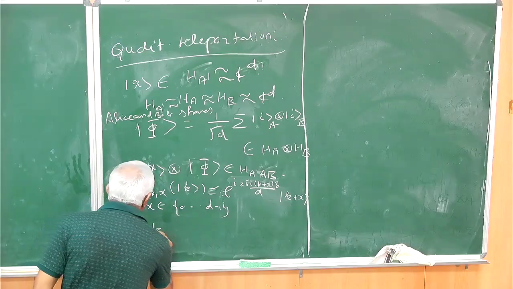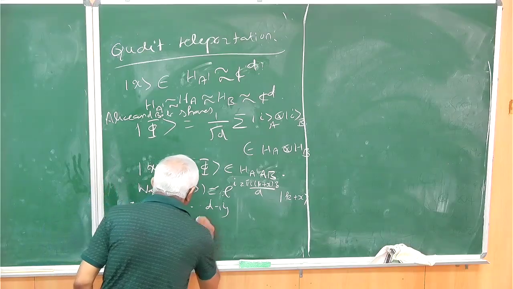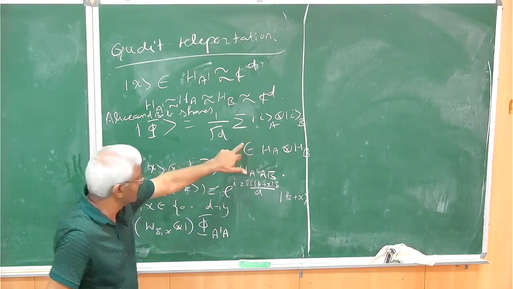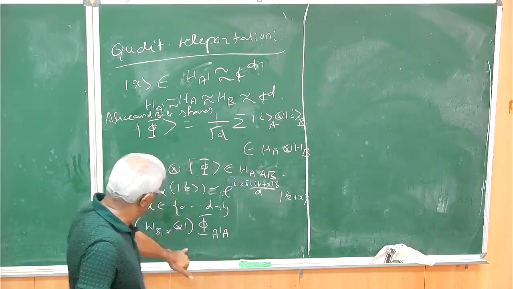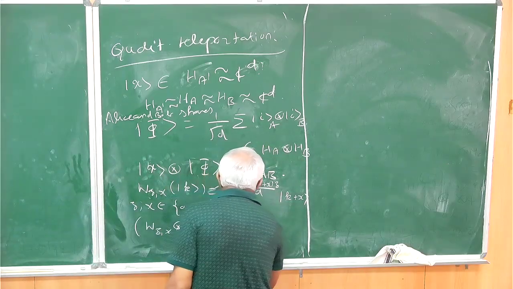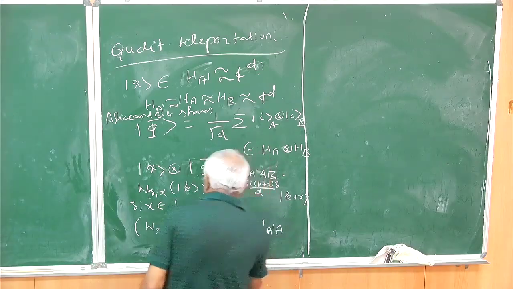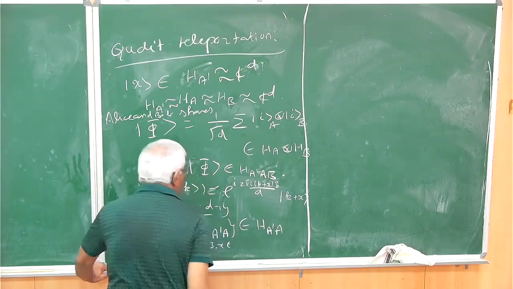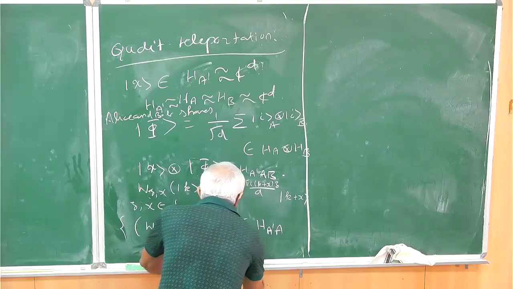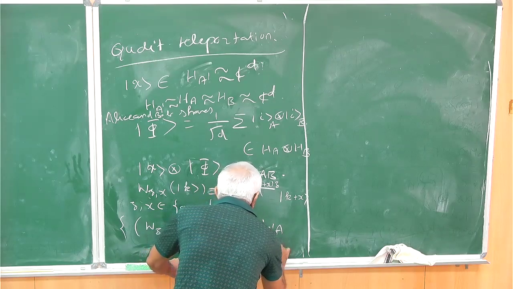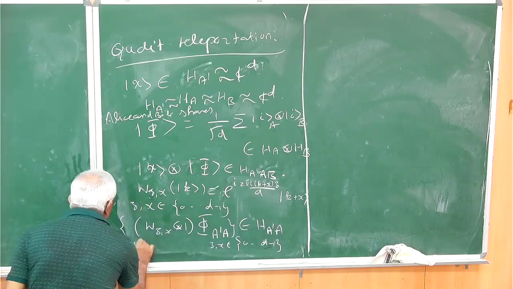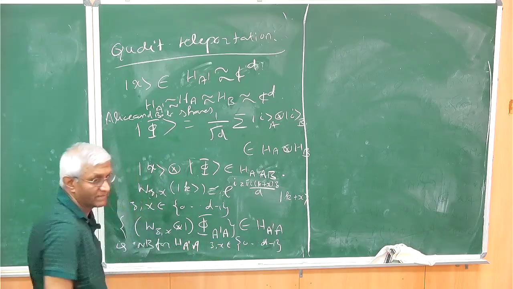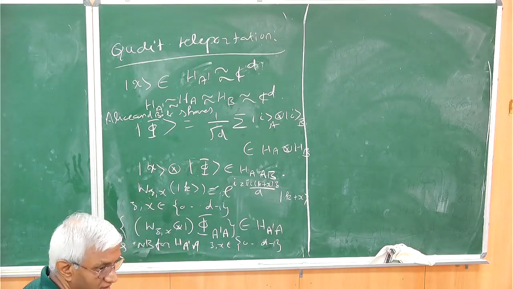Now we have already seen that W_{zx} tensor 1 applied to the maximally entangled vector gives again this kind of vectors, except you will have A' and A here. So these vectors in H_A' A form an orthonormal set: as z and x vary from 0 up to d minus 1, it is an orthonormal basis for H_A' tensor H_A. For that space, this is an orthonormal basis.